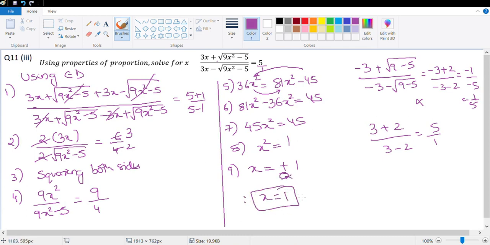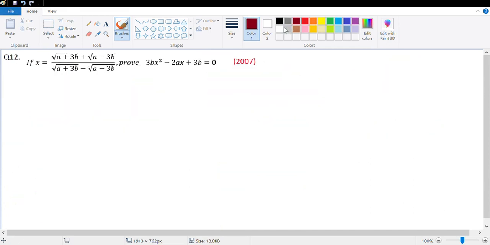So I recommend whenever you have a square root sign, you should put the value of x in the question and see if both the values work or not. Good, that brings me to the next question of this exercise, which I do with you, which was a board question in 2007. That's question number 12. It says if x is equal to something, prove 3bx square minus 2ax is equal to 0. Okay. The only thing we know is componendo and dividendo. So I am using componendo and dividendo because there is plus and minus both.